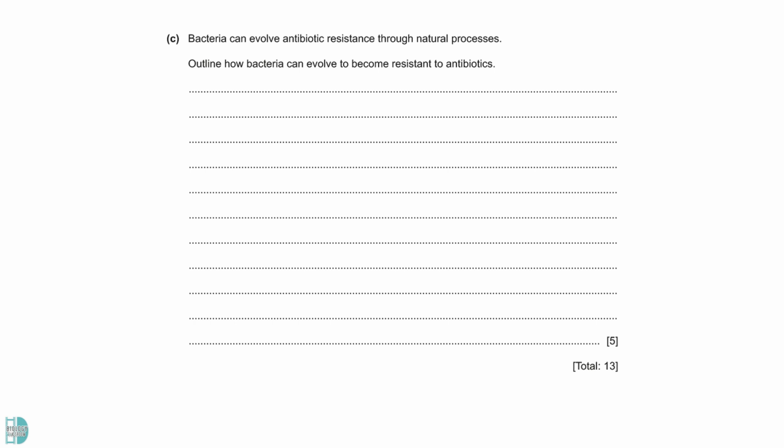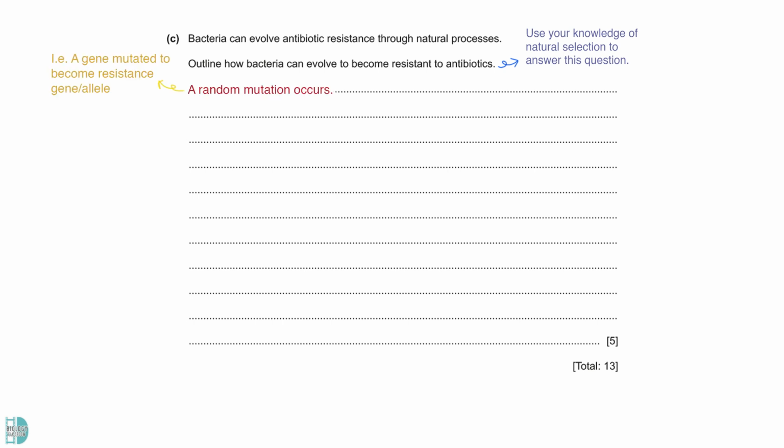C. Outline how bacteria can evolve to become resistant to antibiotics. You need to use the concept of natural selection to answer this question. A random mutation may have occurred, which led to the arising of the antibiotic-resistant gene. When the bacteria are exposed to antibiotics, natural selection occurs. The type of selection that takes place is the directional selection. Antibiotics act as selection pressure.